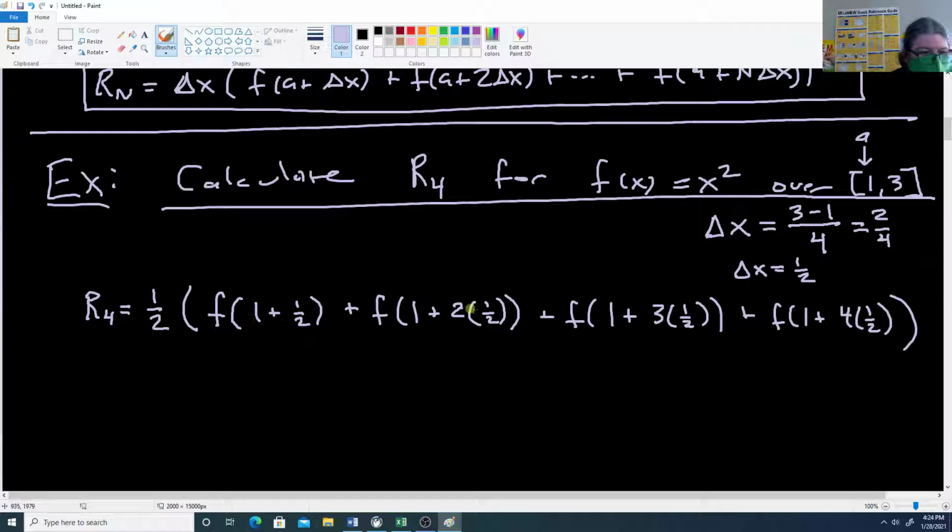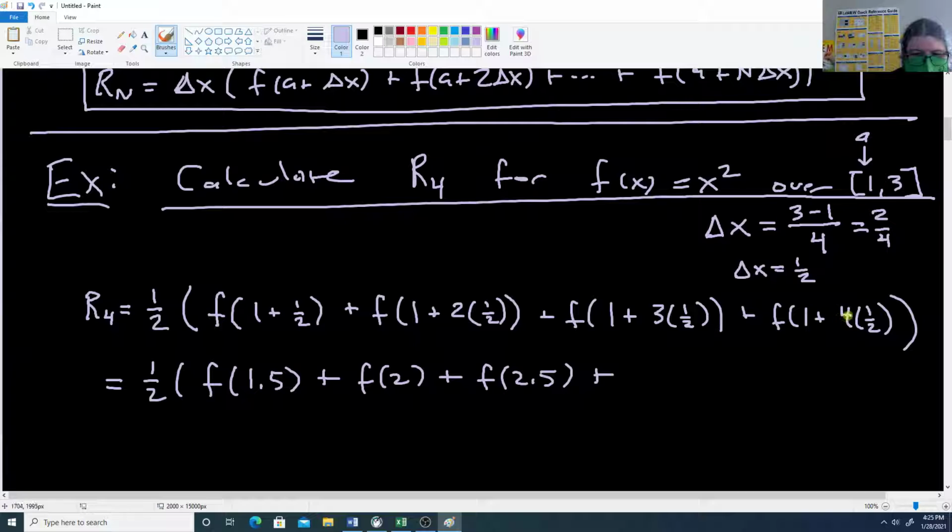What we want to do is figure out what these numbers actually are, and then we'll evaluate them. f of x is x squared, so we'll substitute those numbers in to evaluate it, and then we'll multiply them all by a half. So this is a half times f of 1 plus a half, which is f of 1.5. 2 times a half is 1, 1 plus 1 is 2, so this will be f of 2. Plus, 1 plus 3 halves is 2.5, so that'd be f of 2.5. Plus, half of 4 is 2, 2 plus 1 is 3, so that'd be plus f of 3.